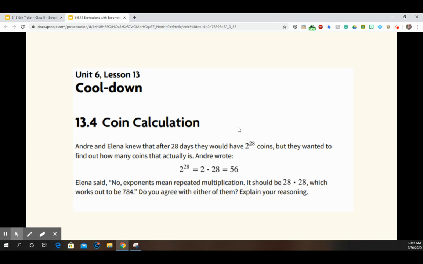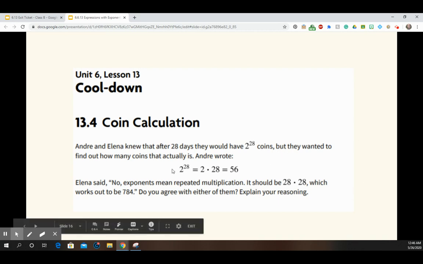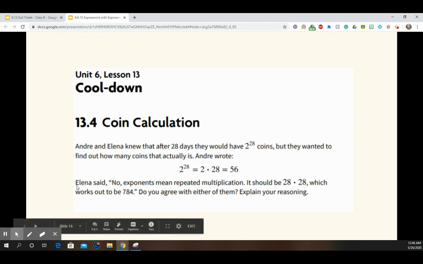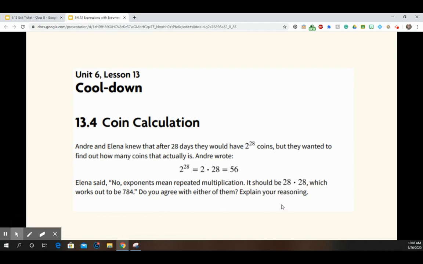Andre wrote 2 to the 28th, which is equal to 2 times 28, which is equal to 56. Elena said, no, exponents mean repeated multiplication. It should be 28 times 28, which works out to be 784. Do you agree with either of them? Explain your reasoning. You can say you agree with Andre, you agree with Elena, or you agree with neither of them, and then explain how you know. Do you have to solve 2 to the 28th? No, I want you to see if you agree with Andre, Elena, or neither of them, and explain why you think that.